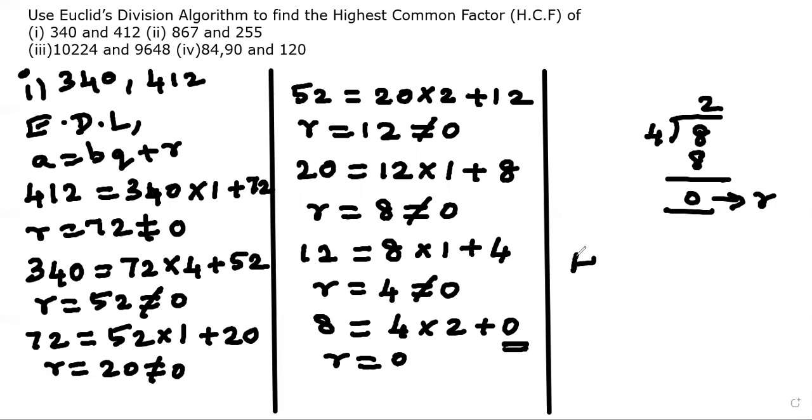Then what is the HCF? HCF of 340 and 412 is your B. What is the B value here? 4 is the B value. So our answer is 4.